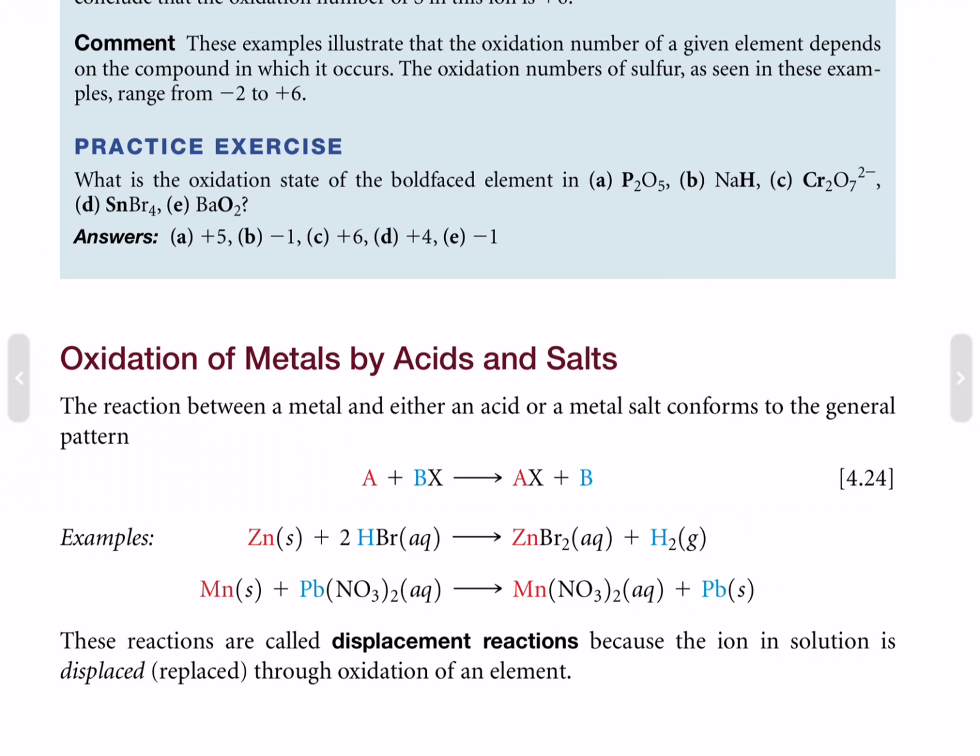Oxidation of metals by acids and salts. The reaction between a metal and either an acid or a metal salt conforms to the general pattern A plus BX yields AX plus B, a single displacement reaction. Examples: zinc metal plus hydrobromic acid yields zinc bromide plus hydrogen. Manganese plus lead nitrate yields manganese nitrate plus lead metal. These reactions are called displacement reactions, single displacement, because the ion in solution is displaced through the oxidation of an element.